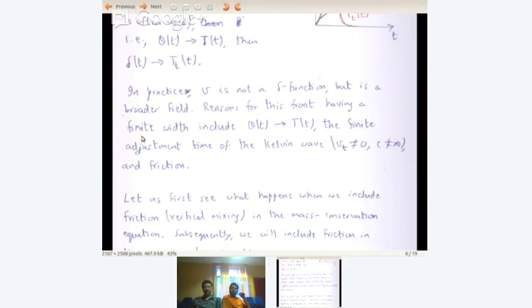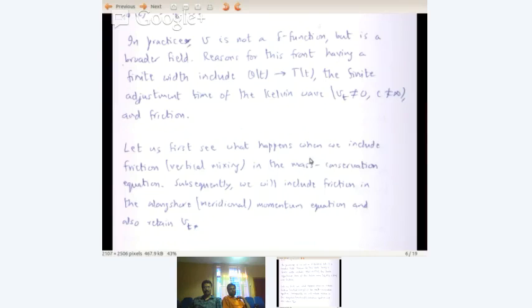The reasons for this front having a finite width include theta of t being replaced by a smoother function T of t, the finite adjustment time due to the Kelvin wave, which we didn't have in this case, so vt won't be 0 and c won't be infinity, and friction. So then we said, let's look at what happens when we include friction, vertical mixing, in the mass conservation equation. And this is where we stopped last time. We looked at this solution. We'll just go over that quickly. Then we said we'll include friction in the longshore momentum equation in this case, and also retain vt. So that's the solution we'll look at today.